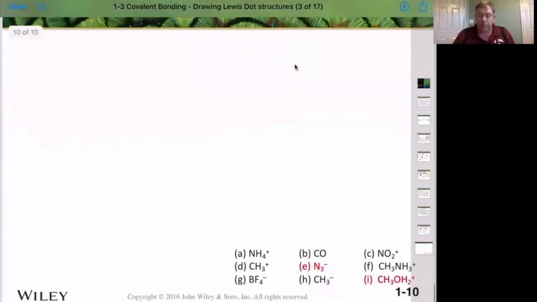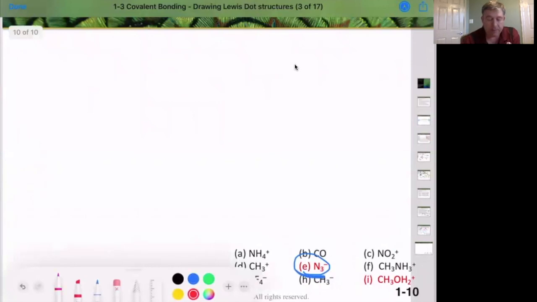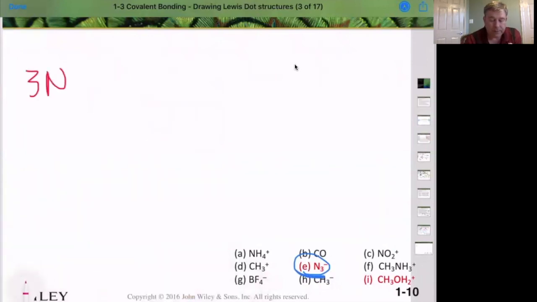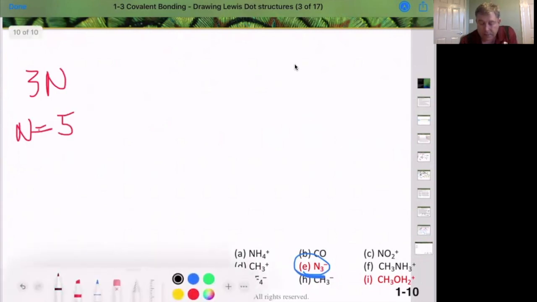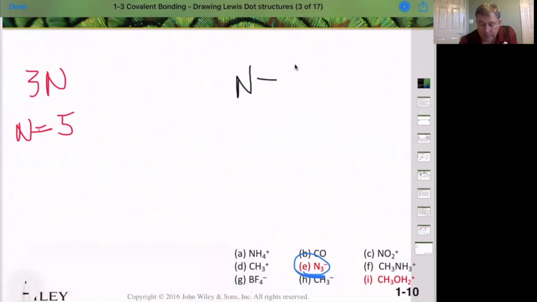Let me do 2 more just to drive it home. I'm just going to do 1 more actually, right here, the nitrogen compound. We have 3 nitrogens, and each nitrogen brings 5 electrons because it's group 5A. Let's try to draw this nitrogen compound. We have nitrogen, nitrogen, nitrogen, so we have to draw it like that. We have a negative charge, so we have to think about that as well.